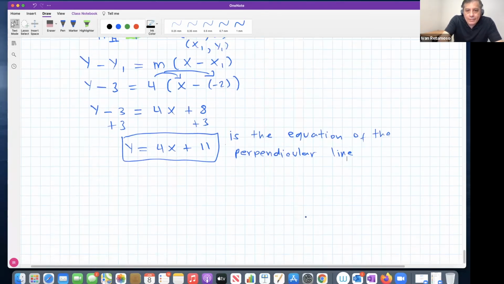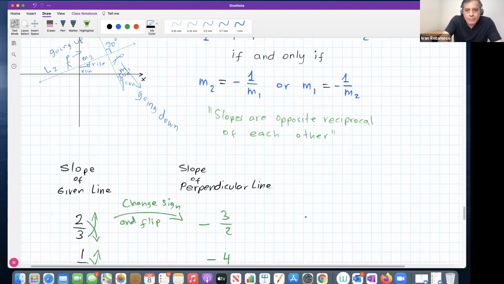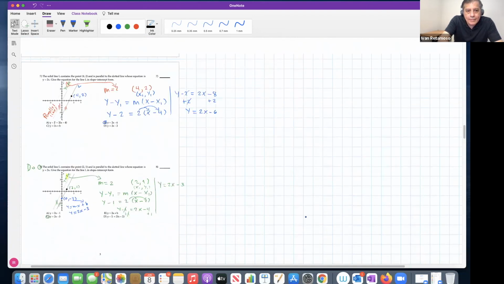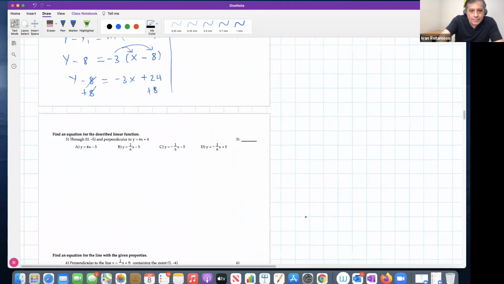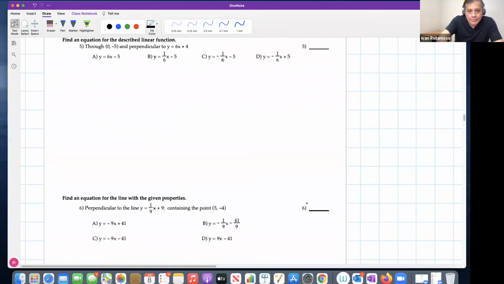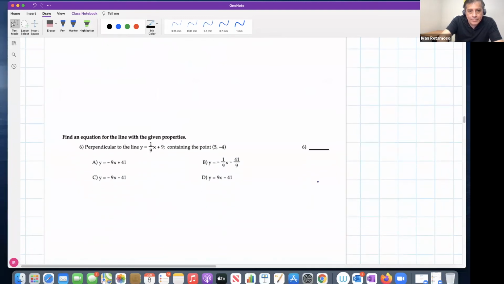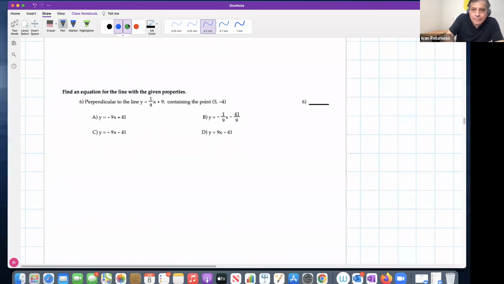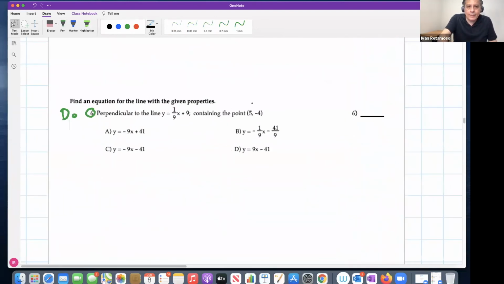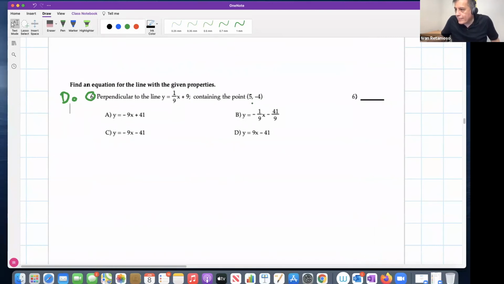Next, let me ask you to do something on the worksheet. We're gonna go over different forms there. So start with this, guys. I think this one is better, number 6. Will you figure this out? Number 6. Go ahead. Find the equation of the line that is perpendicular to the line represented by this equation, passing through this point. Number 6. I will give you some time.